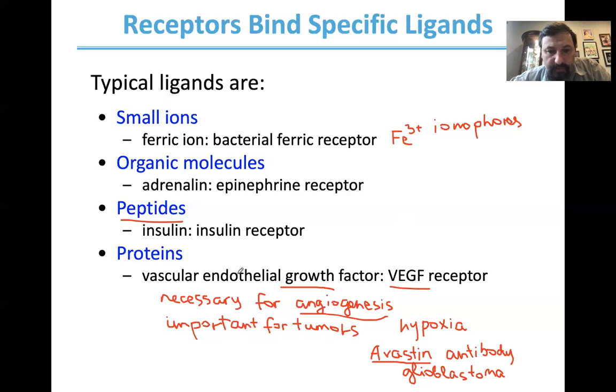All right. So any questions? All right. So remember this VEGF receptor, one of the key receptors now in cancer drug design.